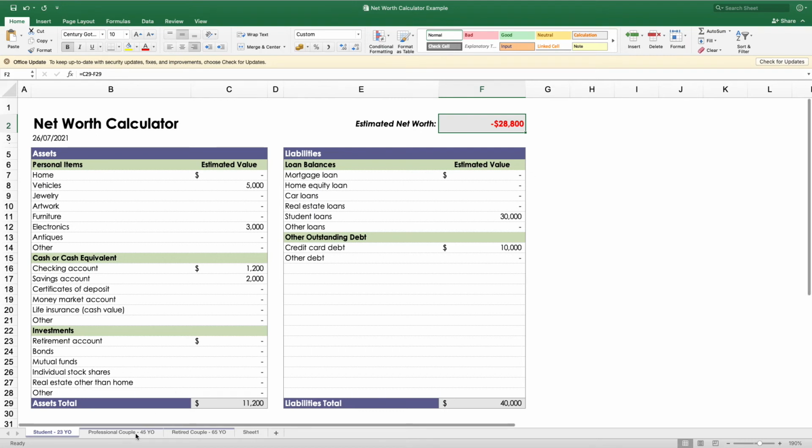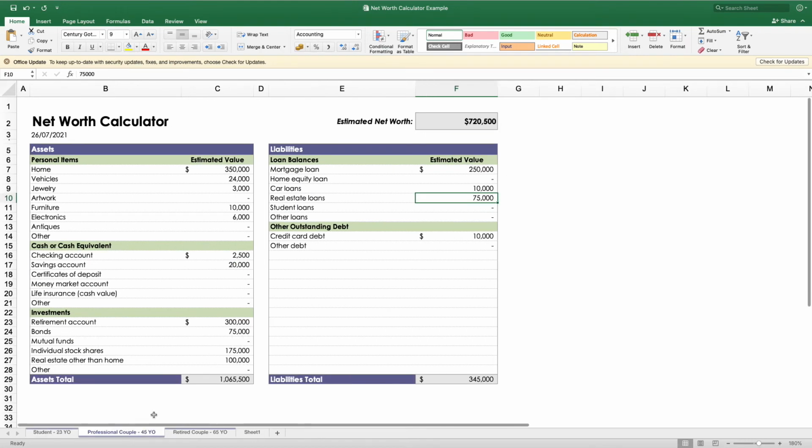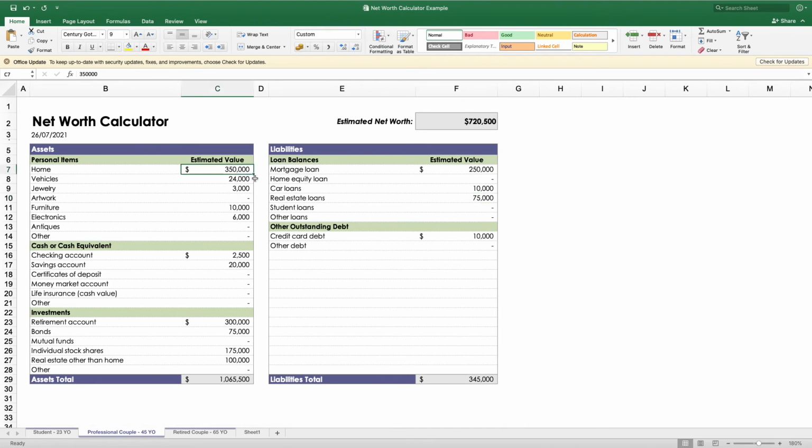And next we just jump into a professional couple who's around 45 years old. They have their own home. They've got a couple of cars. Also, there is some jewelry, furniture, electronics, and they've got some money in the checking account, and also $20,000 in a savings account, which they use for an emergency fund.